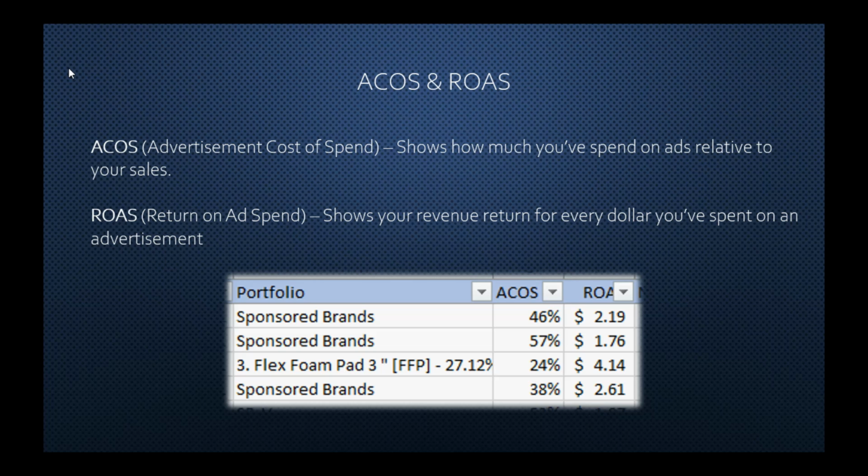Because let's say your break even ACOS is 30%, and then your ACOS is 25%. That means that your ad campaign is doing well because there's still some profit left. If it's the same as your break even, then that means that you're spending all of your profit on your advertisements. You're at a standstill. You're not gaining anything nor are you losing anything.